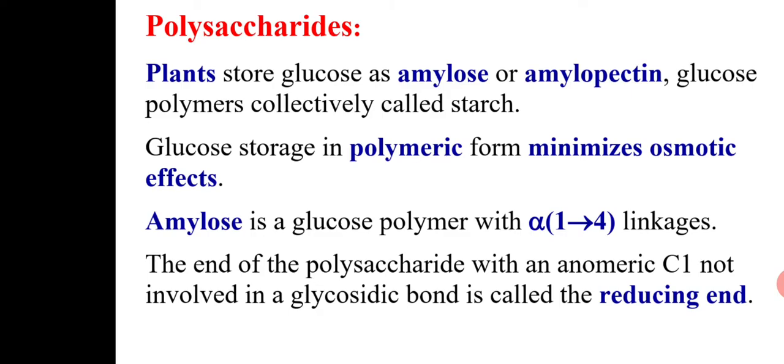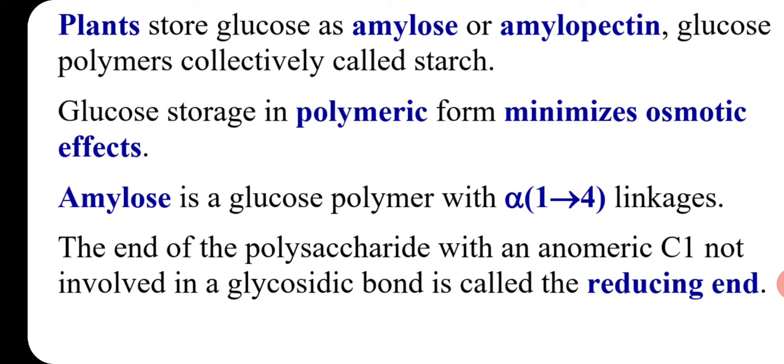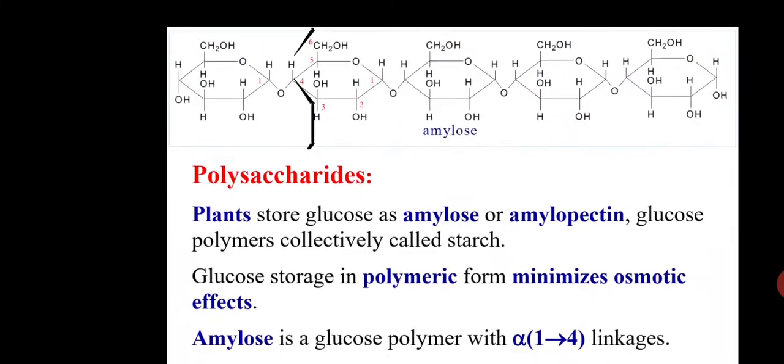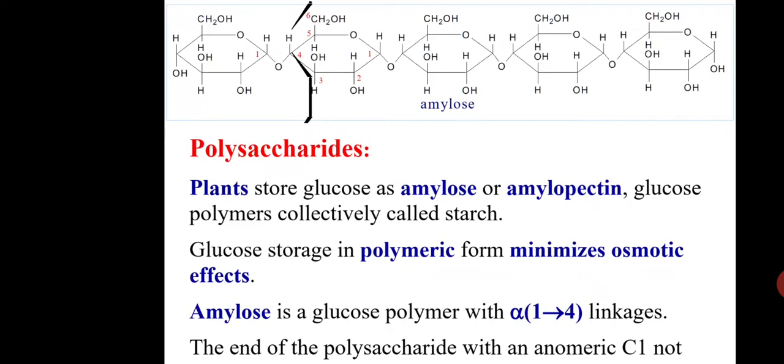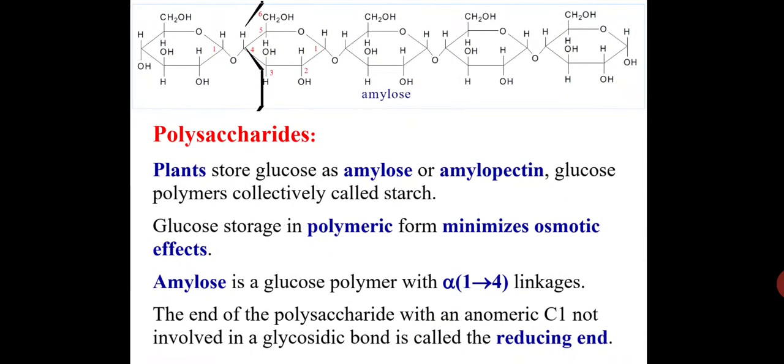What is the specificity of amylose? The end of this particular polysaccharide, where the anomeric carbon is not involved in any next association, we call it the reducing end. This particular C1 is not available to make a bond with any other incoming molecule. We call it the reducing end of it. Wherever this last molecule has a free C1, it is a reducing sugar. Okay, fine. Let's move on to the next section.